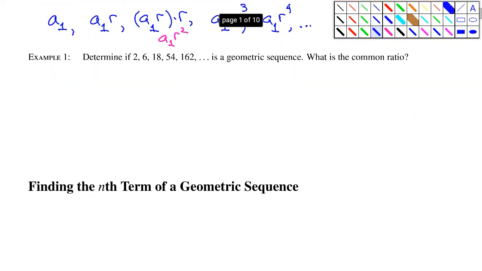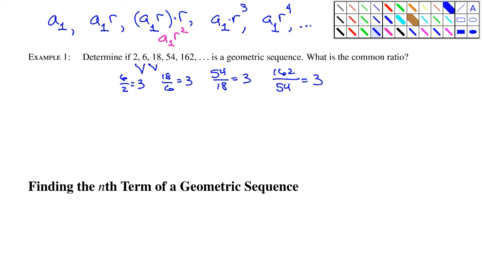Let's look at example number 1. Determine if 2, 6, 18, 54, 162 is a geometric sequence, and if so, what is its common ratio? So again, it's not the difference this time, but the ratio. So we do 6 over 2, and that's equal to 3. 18 over 6, that's 3. 54 over 18 is equal to 3. And yes, you guessed it, 162 over 54 is equal to 3. So the common ratio is 3.